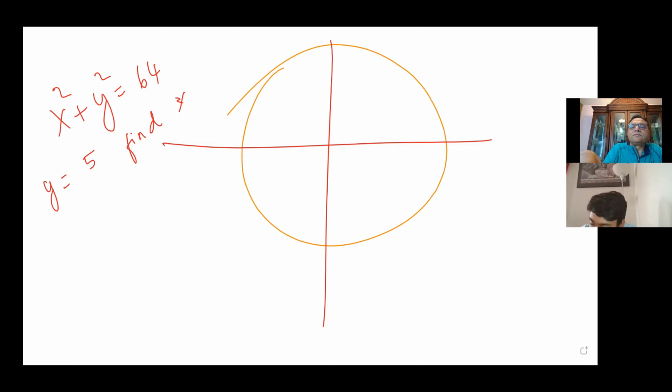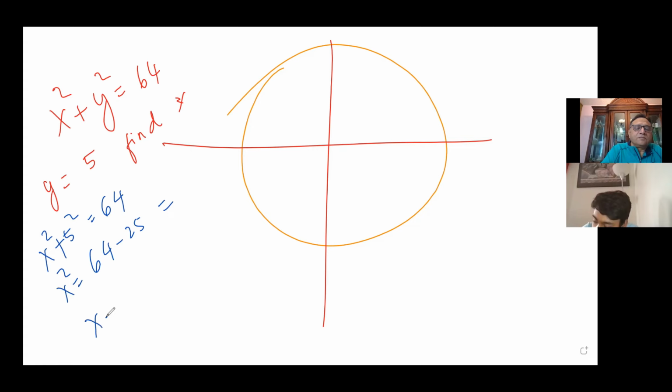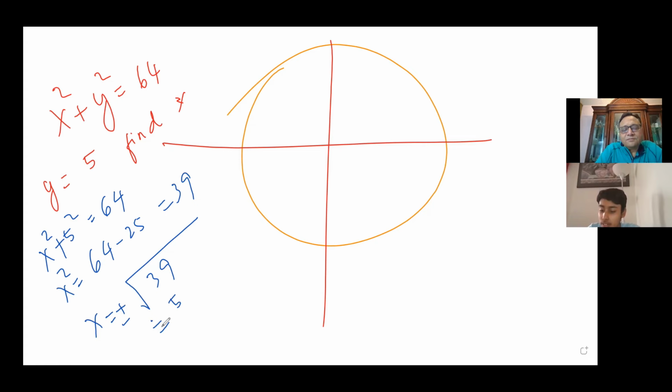Yes. So x squared plus y squared equals 64. x squared plus 5 squared equals 64. So x squared equals 64 subtracted by 5 squared. 39. So x would equal plus minus square root of 39, sir? Round to 1 decimal. Oh, round to 1 decimal? Okay. 6 point, so that would be plus minus 6.2 as x. Very good.